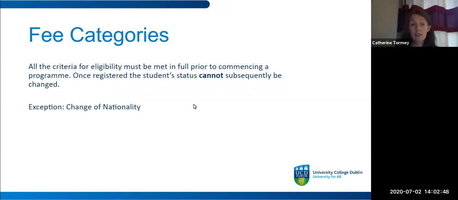The important thing to note here is that all of the criteria for eligibility must be met in full prior to commencing your program, because once a student is registered, they cannot subsequently change their fee status. The only exception to that is nationality. So it's a very, very small percentage of students who ever get to change their fee status. This is important to remember because if this year, for example, you are not eligible for the Free Fees Initiative, but you may become eligible next year, then it might be worth your while considering whether to defer your place until next year, because once you start off at EU fees, you will remain at EU fees for the duration of your studies.